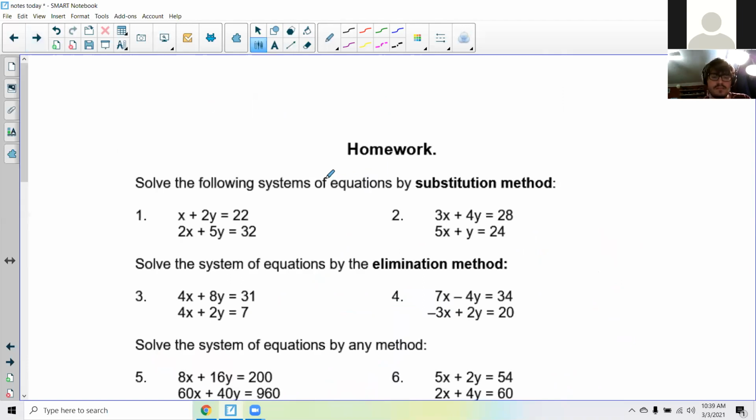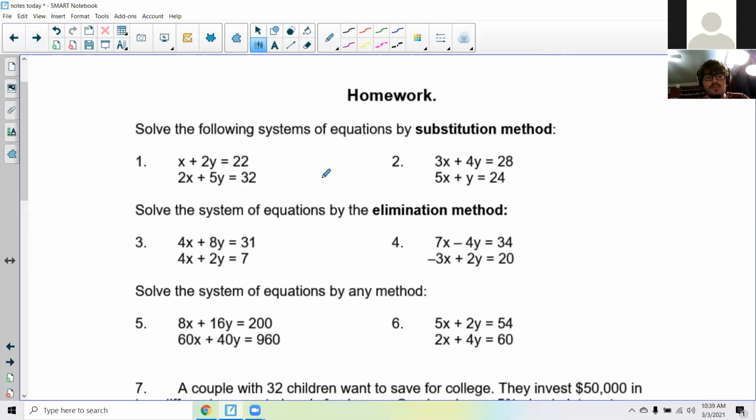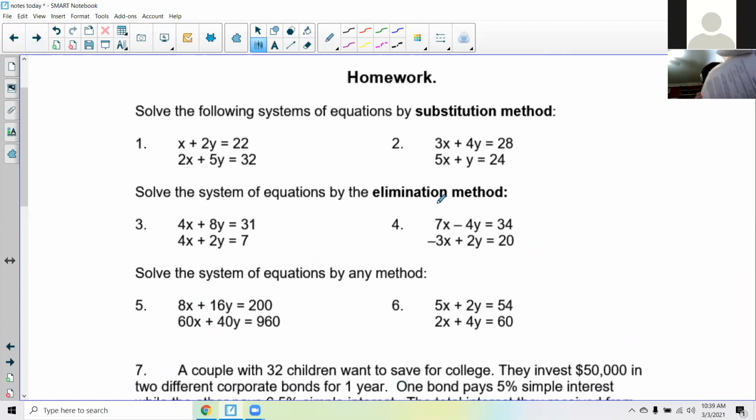Let us try. So looking at the homework section, let's try 4. Now these first two, it says use the substitution method. I think Joe asked, but I wouldn't use the substitution method for these. I would use the elimination method because they're both written in standard form. But I'll rewrite one real quick.